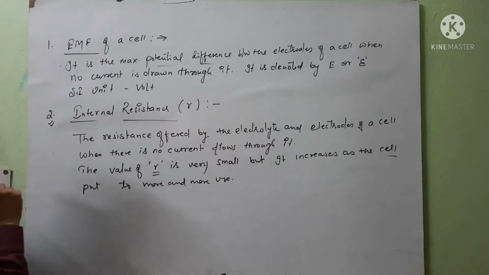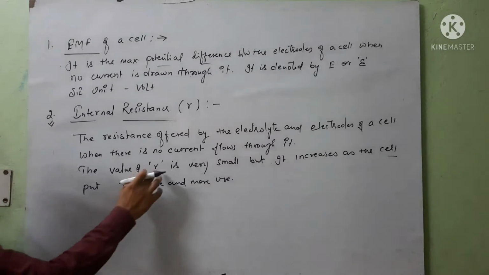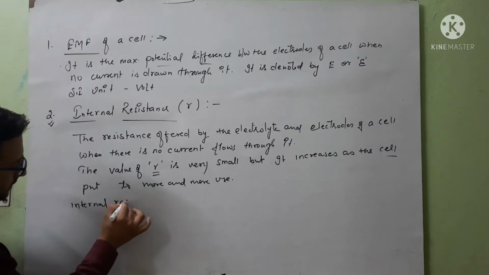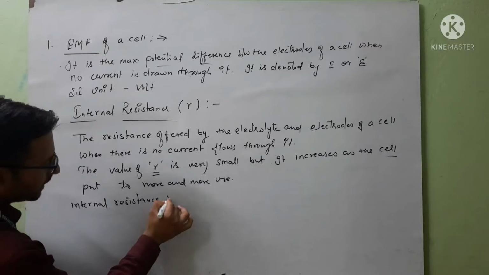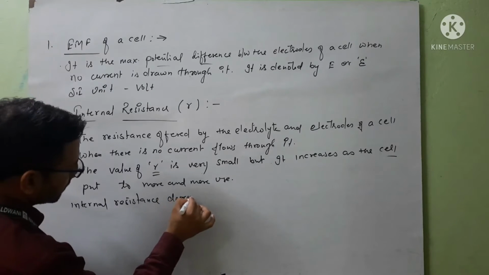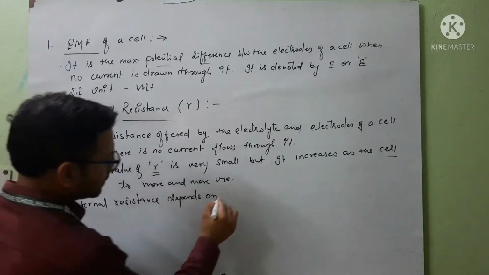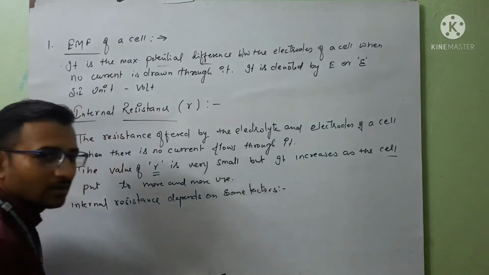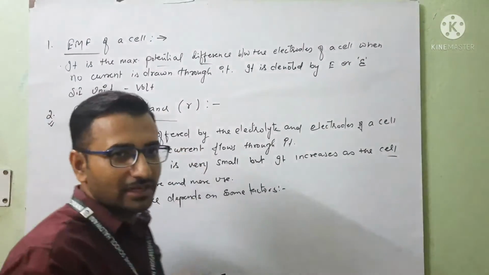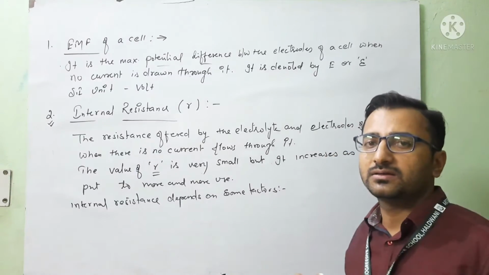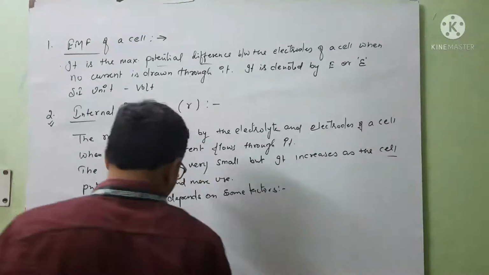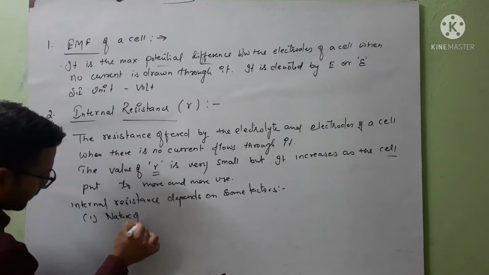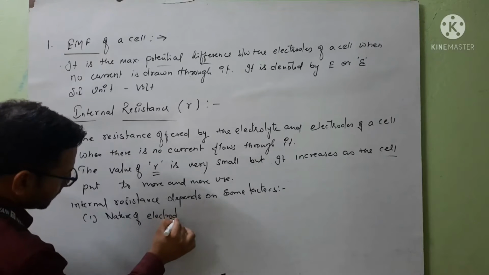Now after this, students, the value of internal resistance depends on some factors. As we use the electrical cell more and more, the internal resistance depends on, first, the nature of electrodes. Clear?